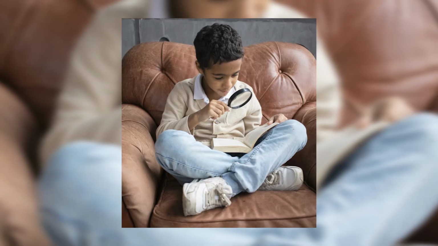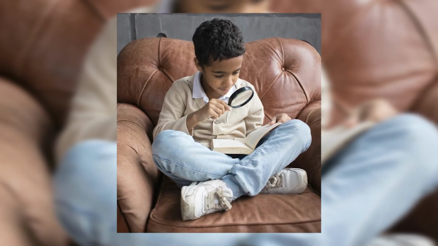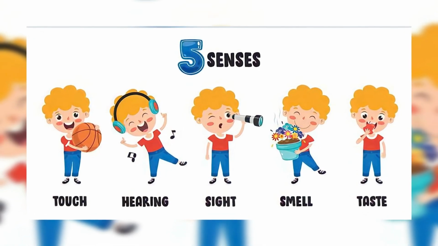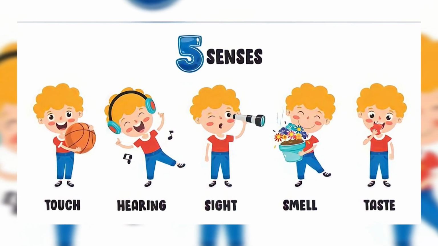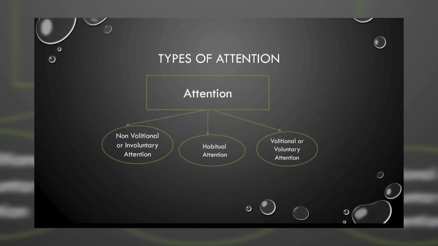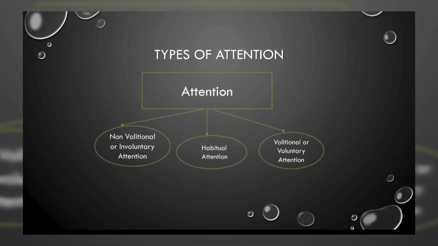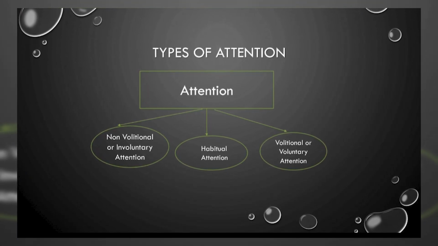Attention represents a selection or singling out of certain aspects of the observable environment to the exclusion of others, which may at the time be impinging upon sense organs. There are three kinds of attention, namely involuntary attention, voluntary attention, and habitual attention.